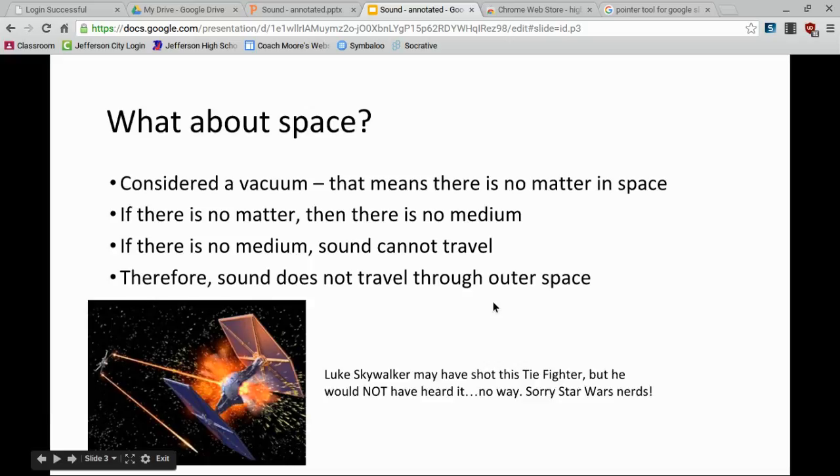So even though Luke Skywalker may have shot the TIE fighter and you can hear it in the movies, that can't happen in real life. There's no way. But a movie would be pretty boring if all you heard was silence. So that's why they do that. They just take a little artistic license there.